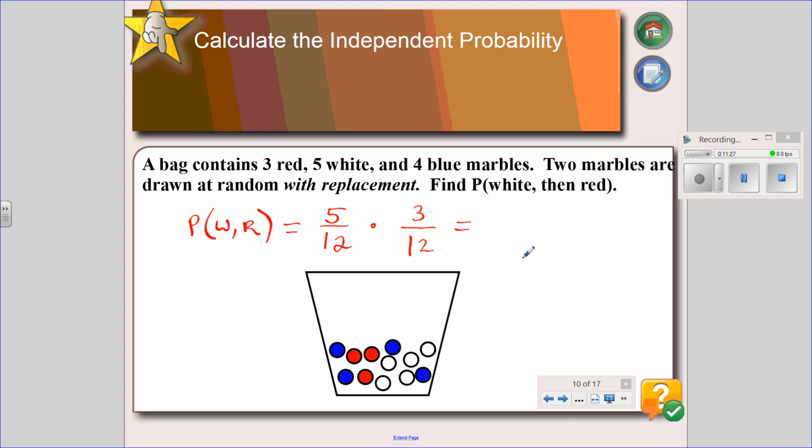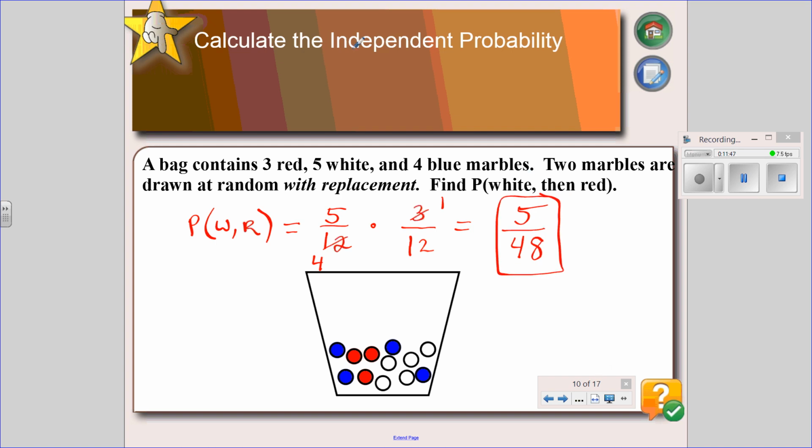Here we go. All right, let's do a little cross canceling here. I'm just going to factor out a 3, making this 5 times 1 in my numerator, which is 5, and 4 times 12 in my denominator, which is 48. It has a 5 in 48 chance of that compound event happening.